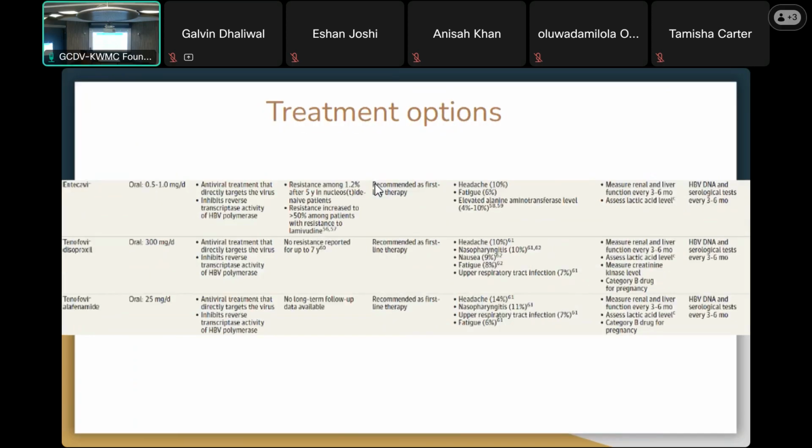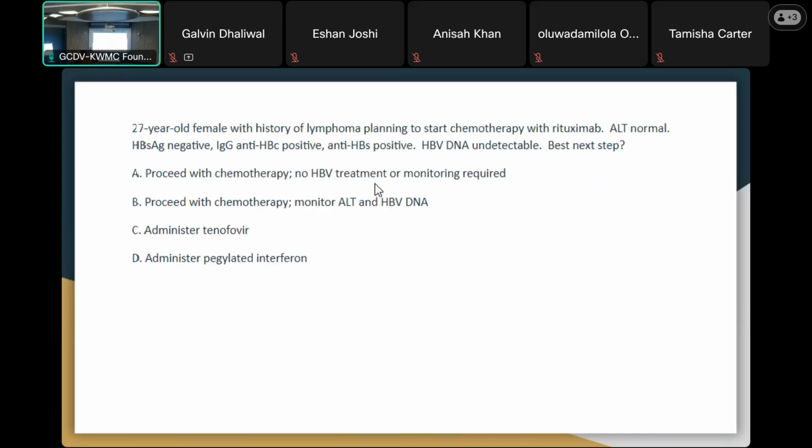So it's going to be inactive. Yeah, it's going to be inactive. And so if it's inactive Hep B and you're starting rituximab, which is a B cell depleting agent, what would be your best next step? Would you want to treat the Hep B? Would you want to monitor it? What would you like to do? Monitor?